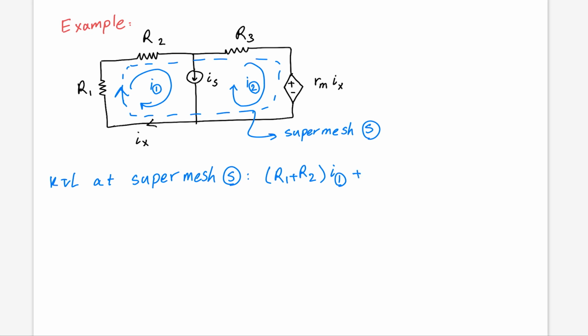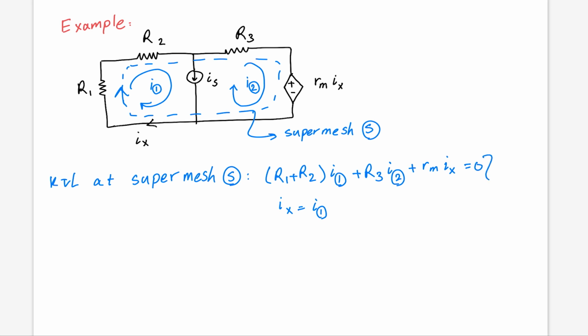And plus R3 I2, and plus the voltage across this dependent voltage source will be Rm Ix, and equal to 0. So note that Ix is equal to I1. We can clearly see this from this mesh. This is the I1 and this is Ix, so they will be equal to each other.